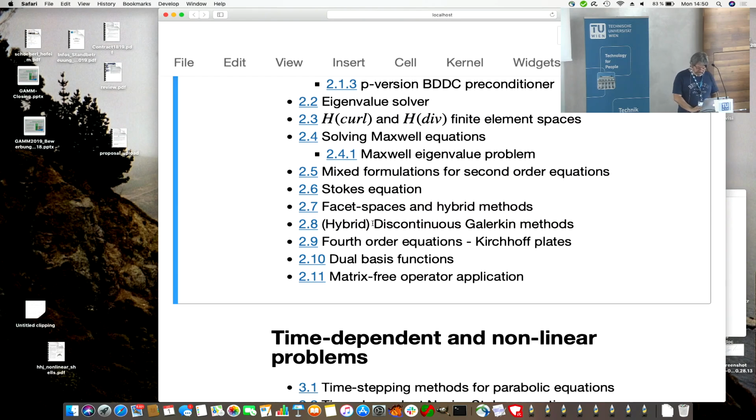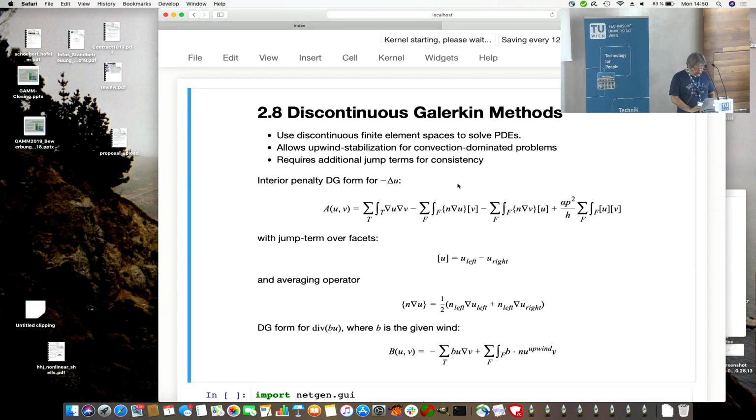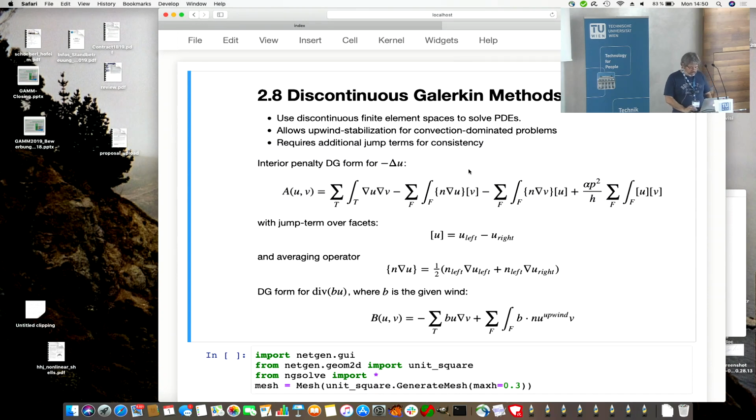Another discretization method: discontinuous Galerkin methods, or hybrid DG. Okay, what is the idea? We are using piecewise polynomial, discontinuous functions to discretize H1-type equations, which would require continuous finite elements, but with DG methods you can use discontinuous ones. Nice that we can do that. One advantage is that we can use upwind stabilization techniques if we have convection-dominated problems. If you have a flow over an edge, we can pick the upwind side of the edge and treat boundary integrals with upwinding.